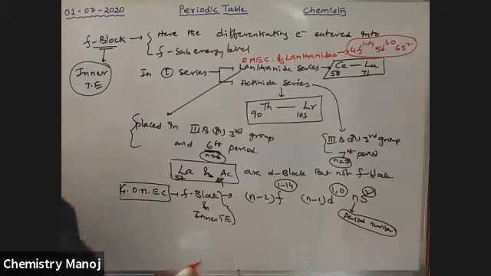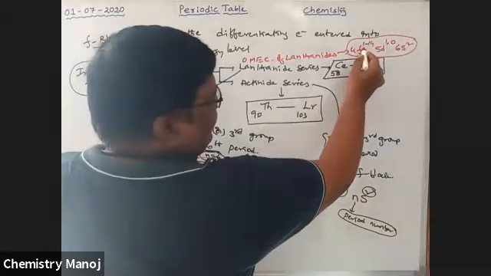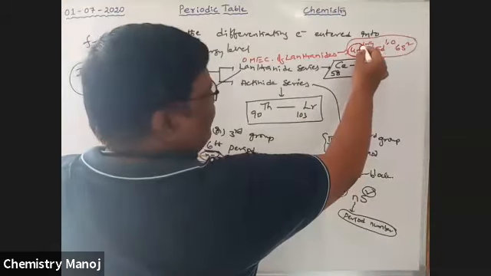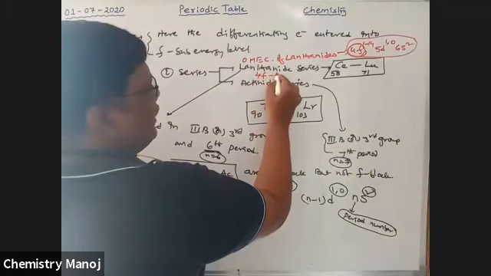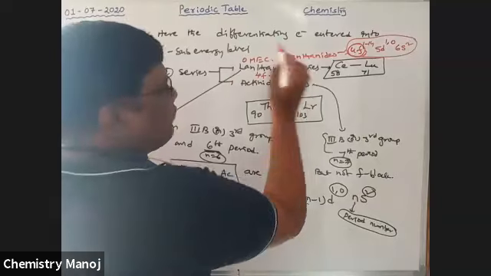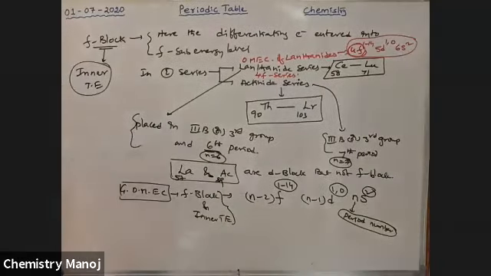In all these elements, the last electron entered into the 4f orbital. That's why this lanthanide series is called the 4f series, just like the 3d, 4d, 5d, 6d series. It is a 4f series.